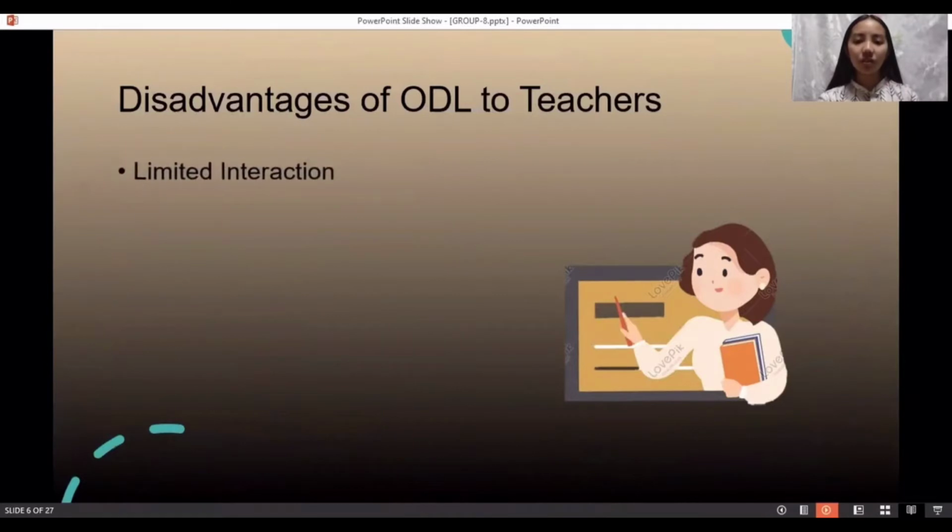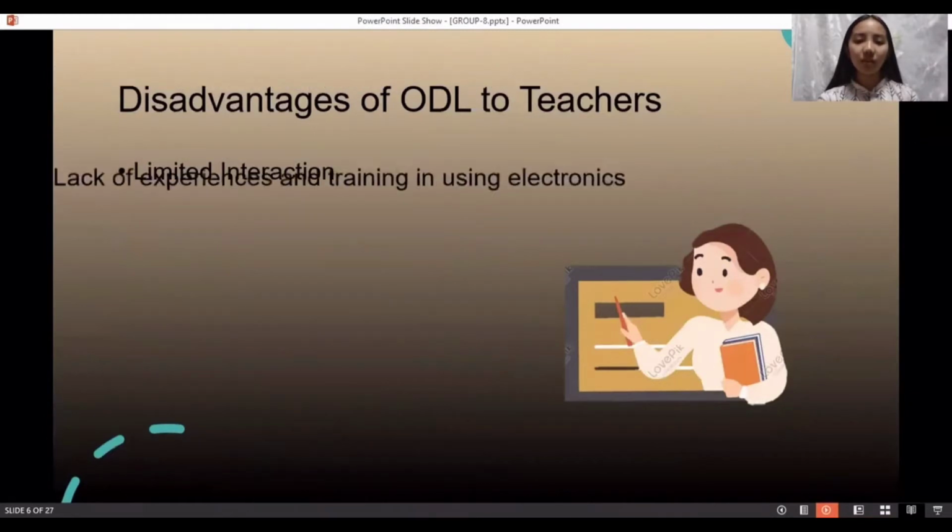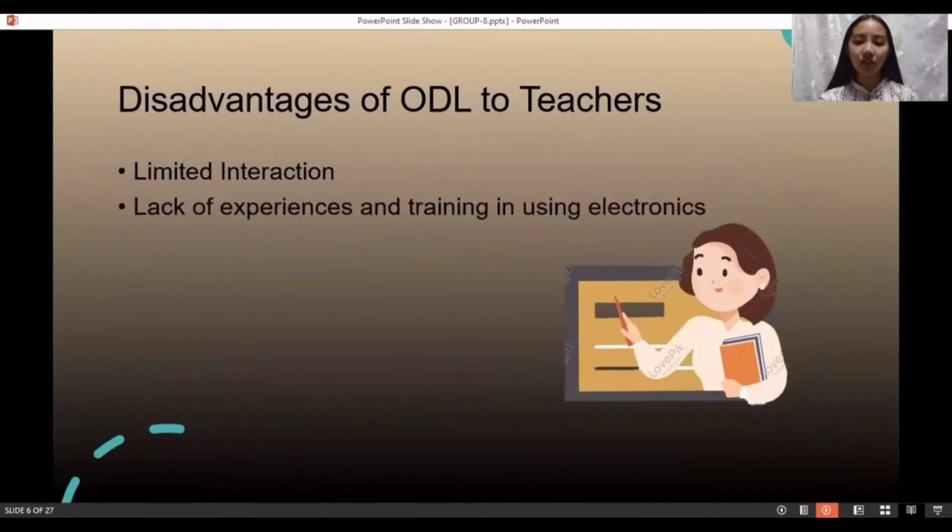Since teachers and students interact via Zoom, Google Meet, and other platforms, it is hard for teachers to see the reaction of students or expression, whether they understand the lessons or not, since not all are required to open their camera during classes. The lack of experiences and trainings in using electronics.